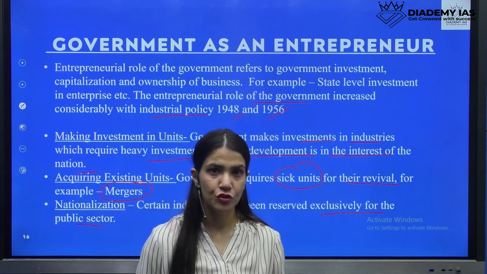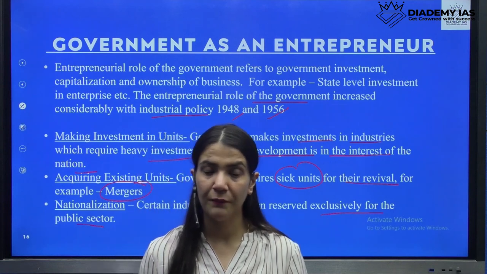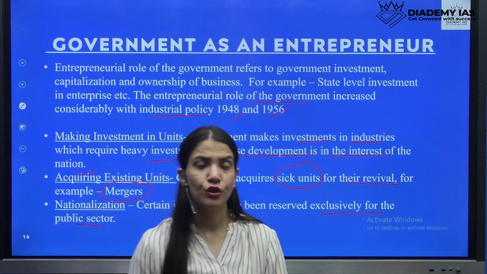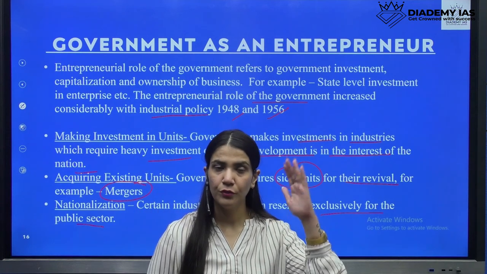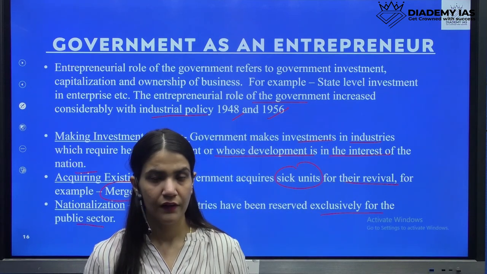These are the four major roles, and when it comes to a question, it is expected to be there, and the question is going to be direct. You have to have certain case studies for all the four functions that we have just done, right?